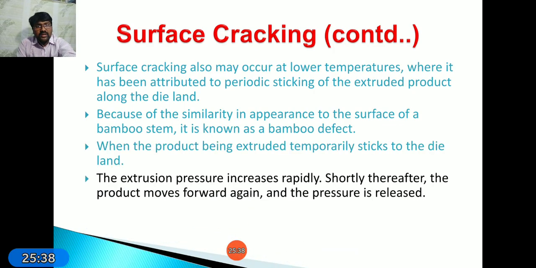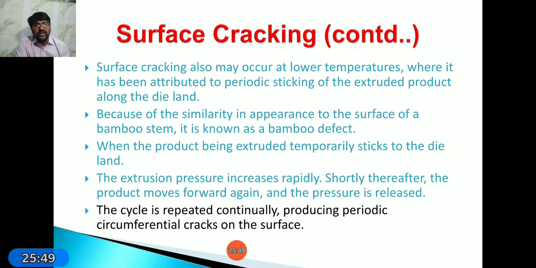Next, the extrusion pressure increases rapidly. Shortly thereafter, the product moves forward again and the pressure is released. Next, the cycle is repeated continuously, producing periodic circumferential cracks on the surfaces. These are the different conditions for formation of surface cracking.